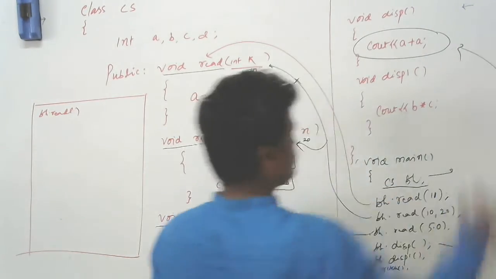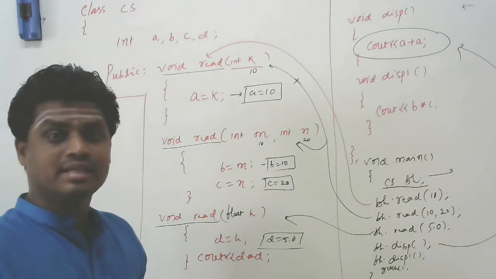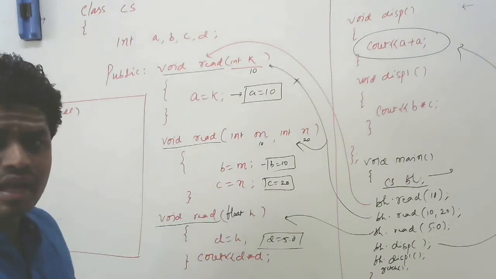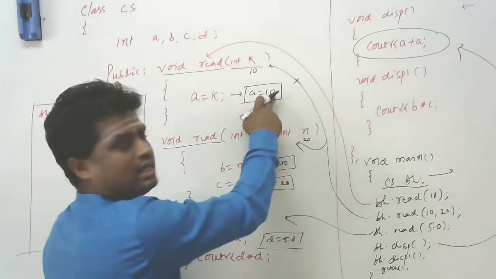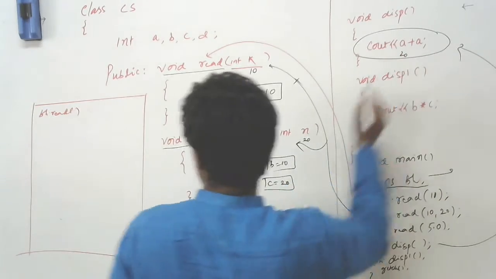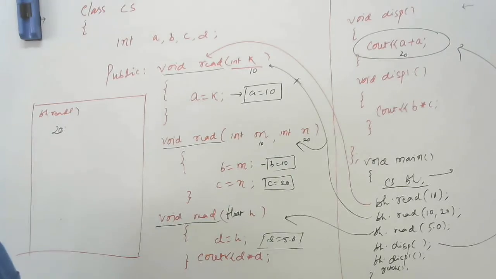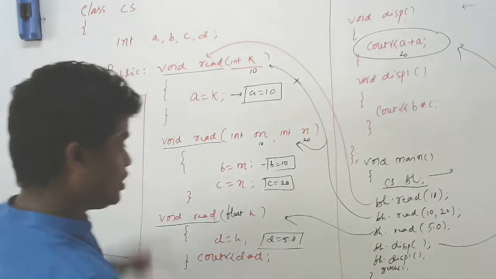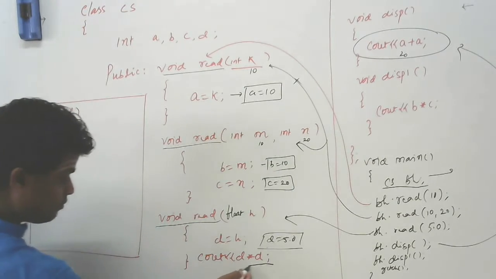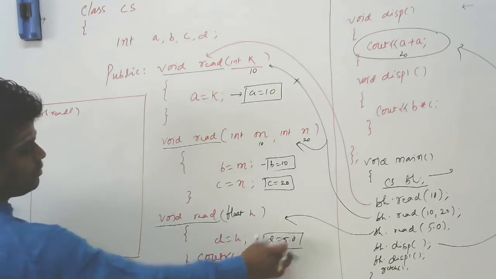There you have specified cout of a plus a. What's the value of a plus a? A value is 5, right? Sorry, a value is 10. So 10 plus 10, how much? 20. So that 20 will be printed here. Okay. Next, the compiler comes to here. Sorry, before that I forgot the cout d into d. Before this 20, this value will be printed.